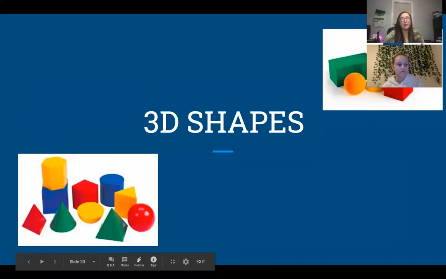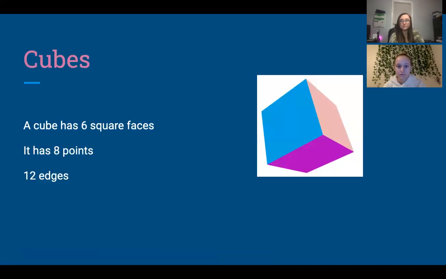So moving on, now we're going to talk about some 3D shapes. Okay, so our first 3D shape may look like something we've seen before. If you look at the faces, they are what shape? That's right, they're squares. So if you remember back to 2D shapes, those ones are flat. So a cube has 6 square faces. It has 8 points and 12 edges. An example of this will be maybe like a dice, how you can hold it in your hand and it has width and depth.